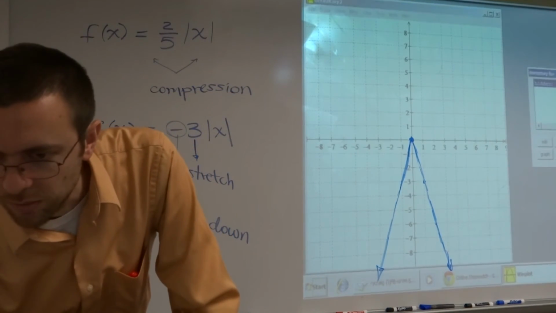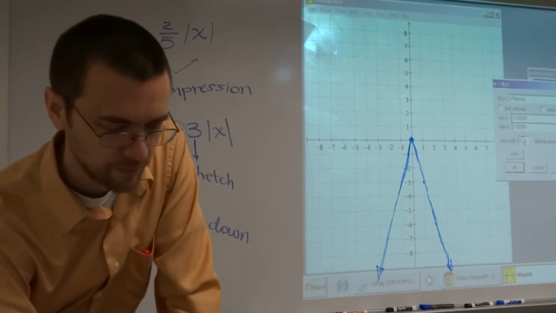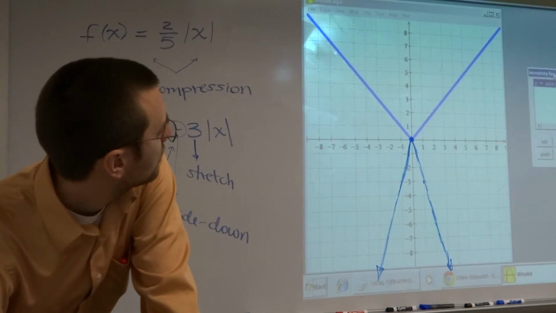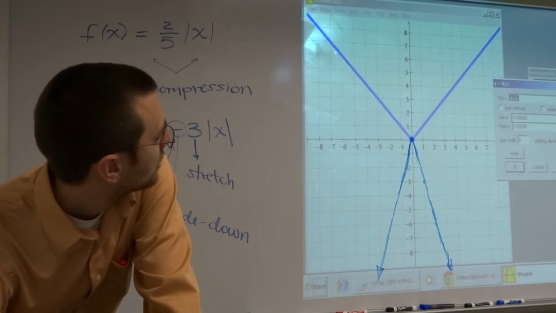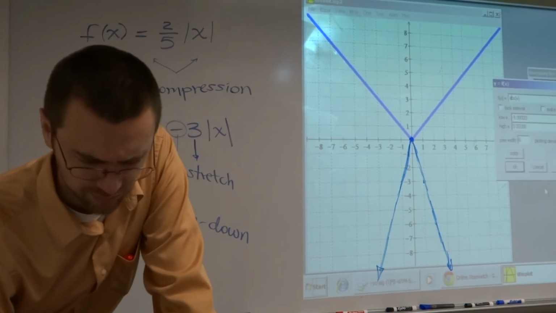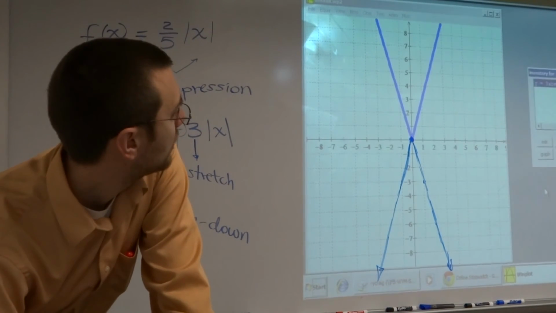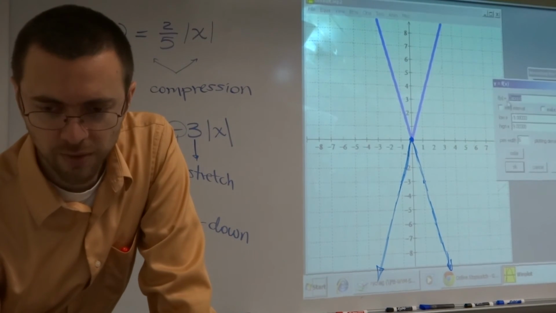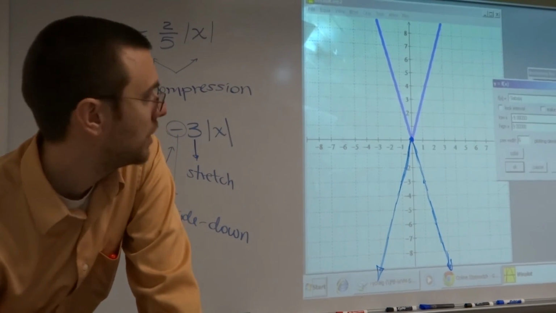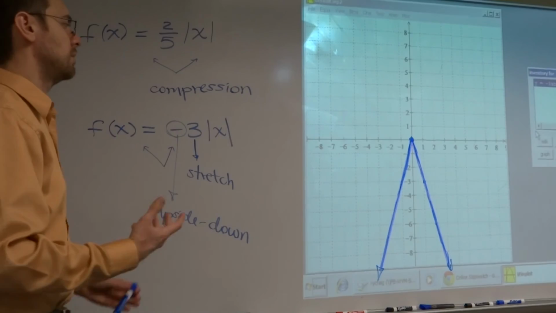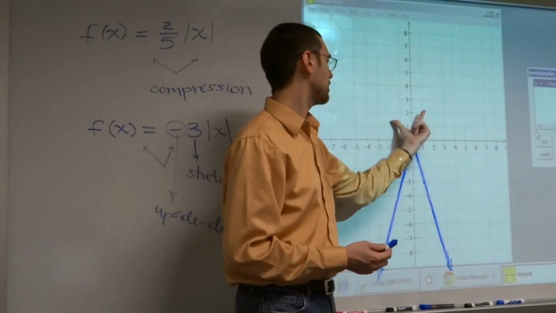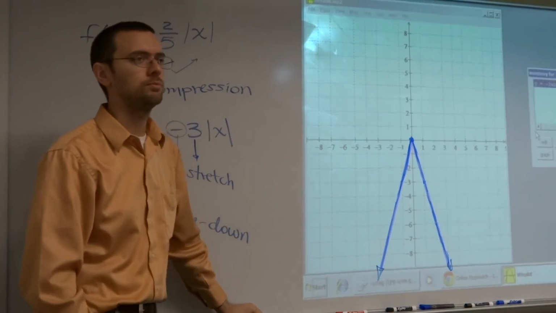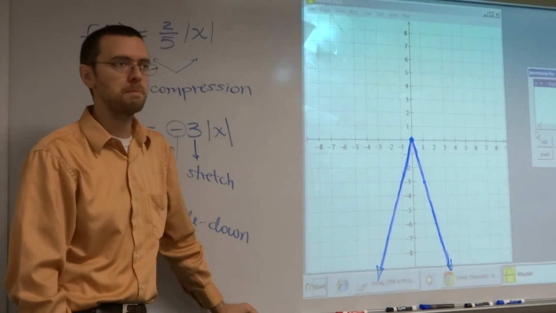So let's see. There's the absolute value of x. There's 3 times the absolute value of x. And then finally, the negative turned it upside down. Any questions about that?